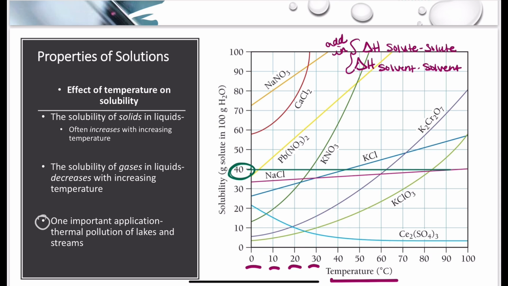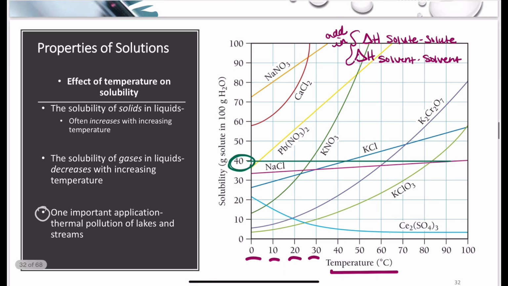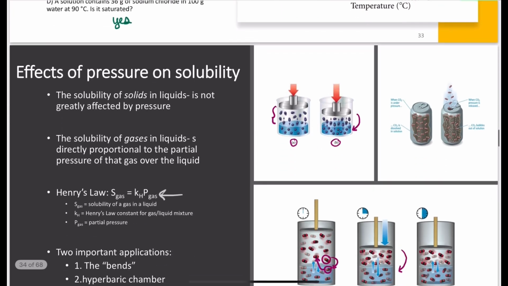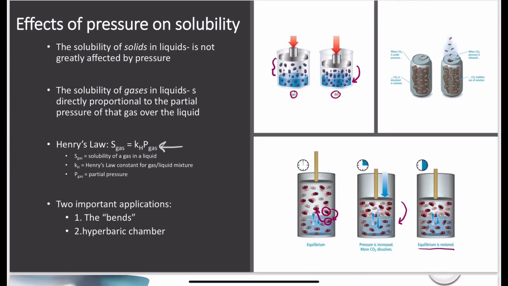Gases in liquids, it's kind of the same idea, but gases are less soluble as I increase the temperature because the gases now have more energy to completely escape the solution. When it comes to pressure, it doesn't really have a big effect on solids going into liquids, but pressure has a large effect on gases going into liquids. Greater pressure causes those gases to dissolve easier into liquid. Less pressure, the gases escape more easily.